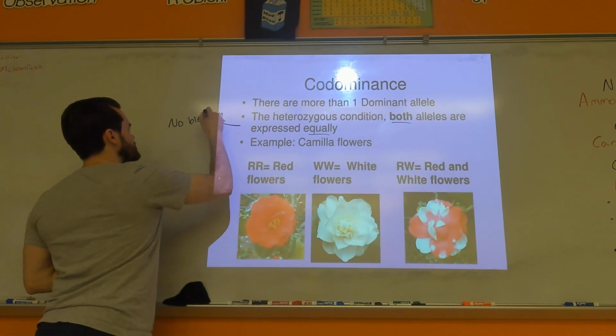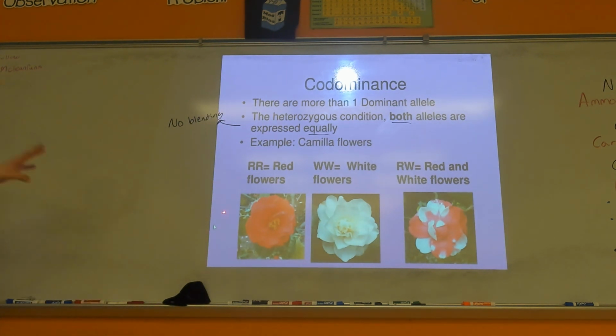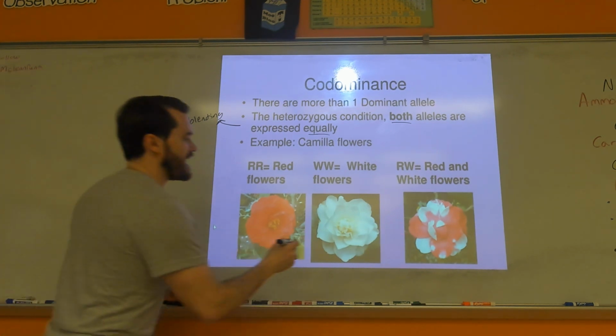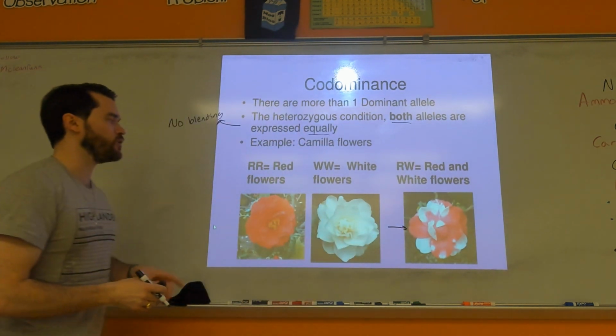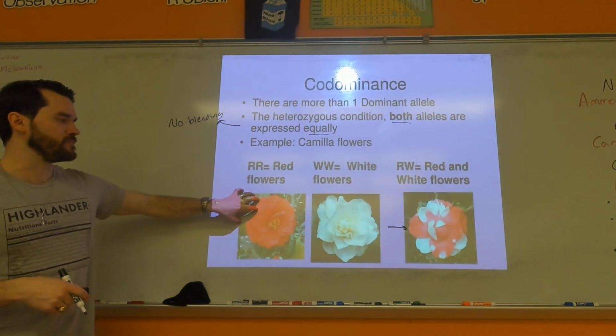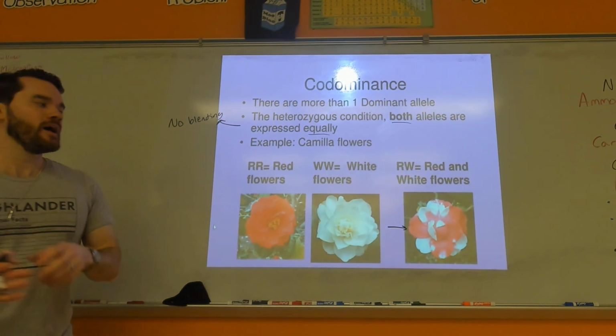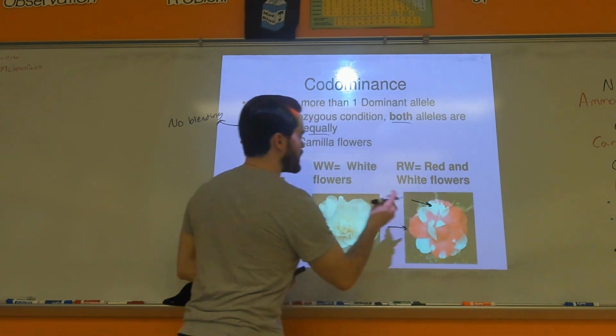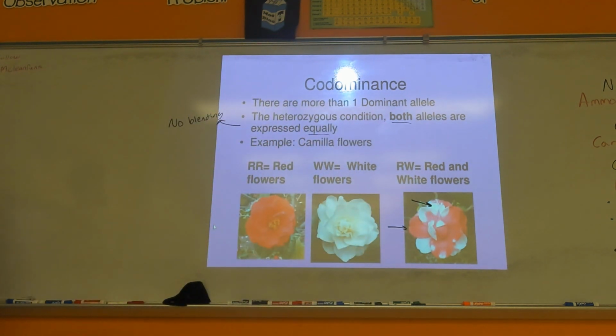You end up getting spots. So if the red and white were codominant in this plant, you would get a flower with red spots and white spots. In other words, at this part of the flower petal, maybe the red allele is taking over, whereas in this portion of the petal, the white allele is taking over. It's being expressed more strongly. Does that make sense? Okay.